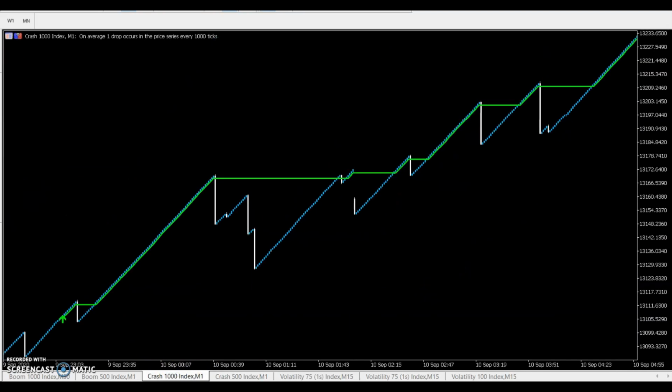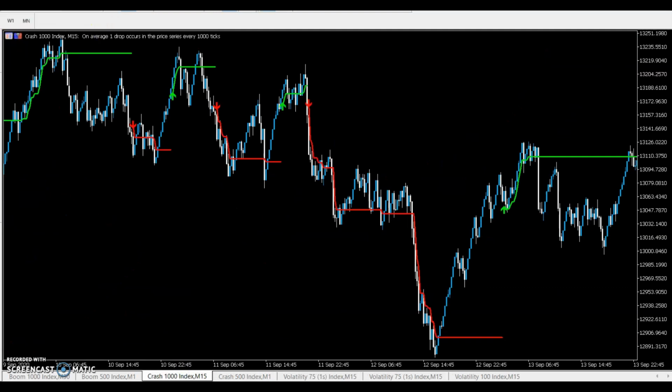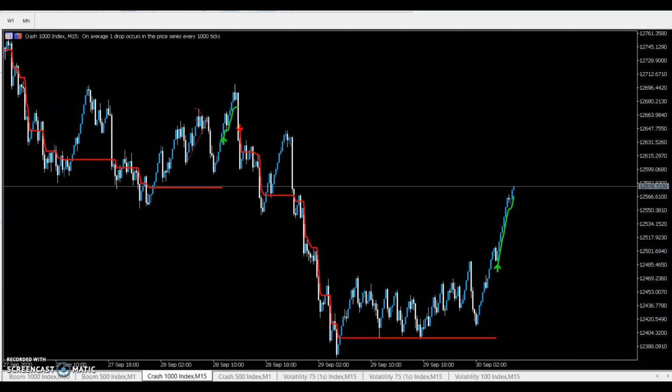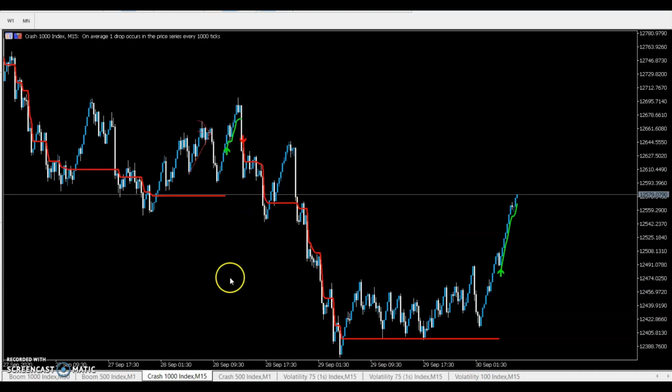Sorry, I have a trade running that I need to constantly check. Sorry, guys. I was in a buy for Crash 1000, and I need to close it now. For some reason my computer is lagging.